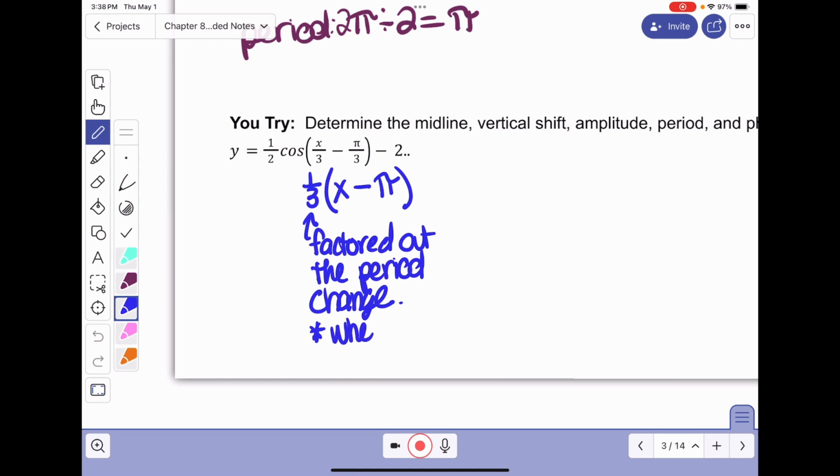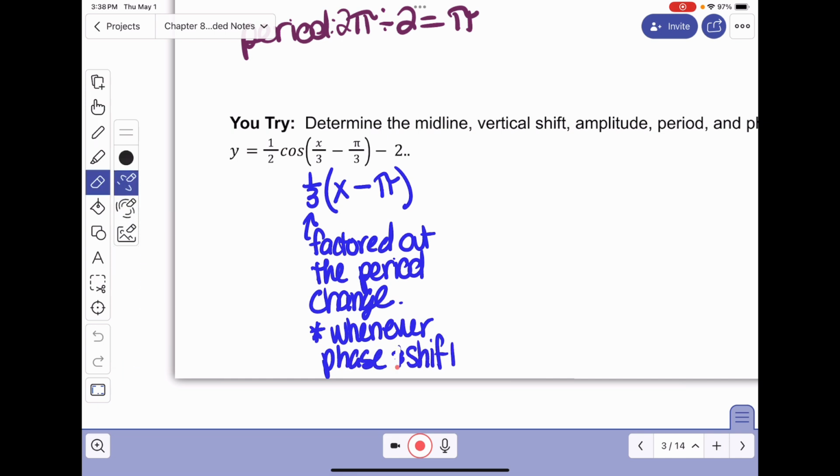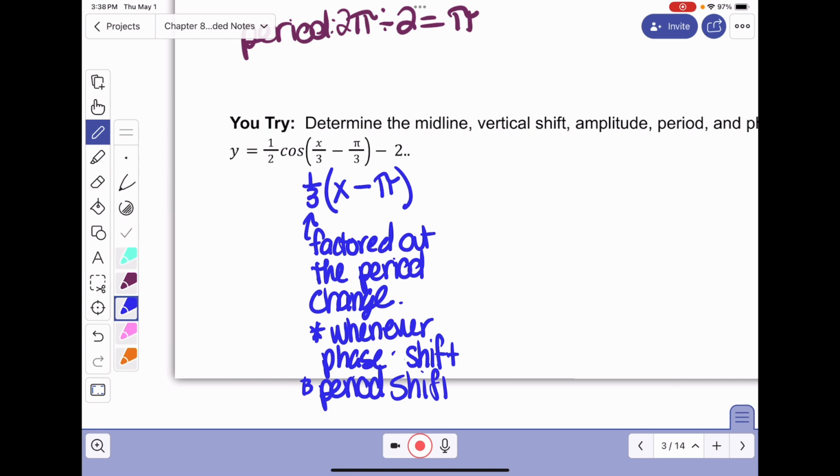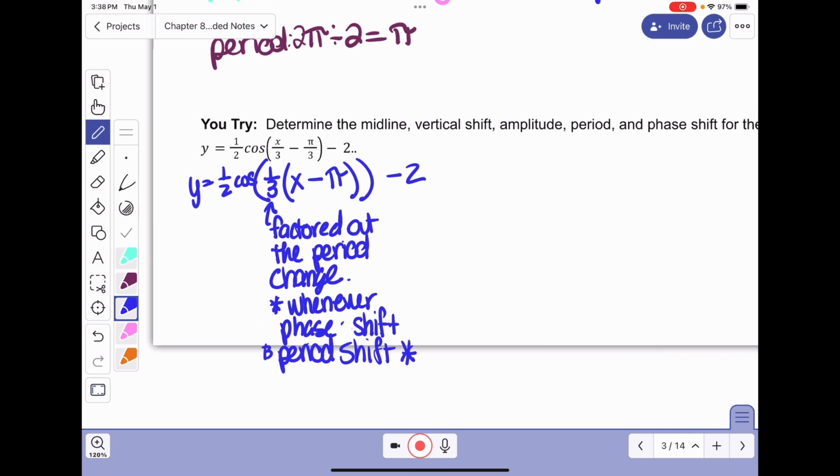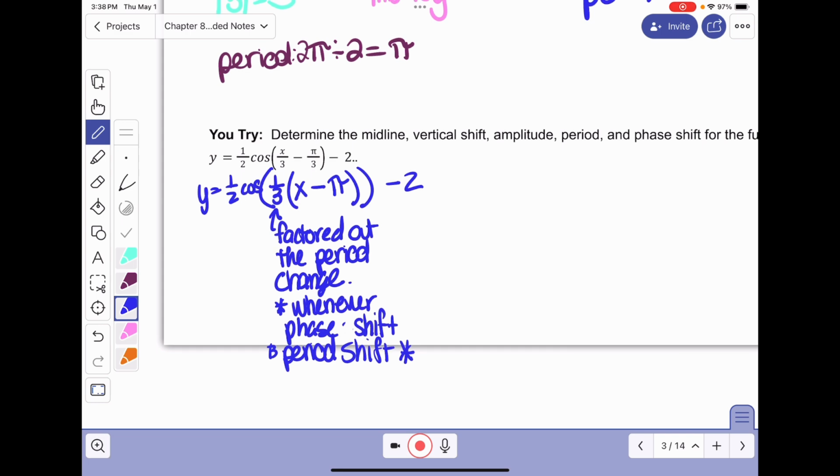Whenever phase shift and period change happen at the same time, that's when you have to factor that out. So if I rewrote this, it would just look like that. Now we can do everything.